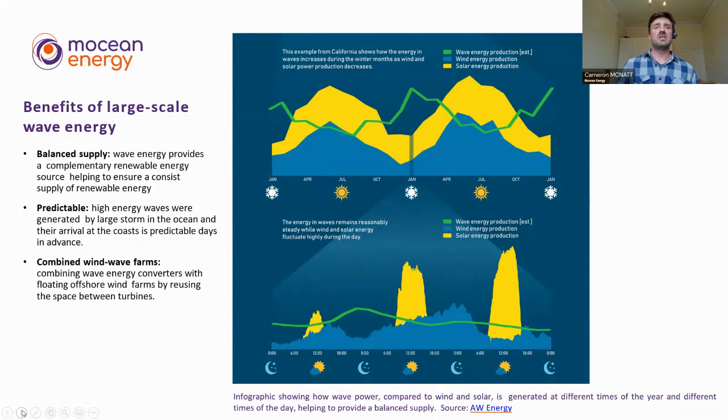And coming back to the idea that we're not competing with everybody is talking about combined wind wave farms. So ultimately, we see the deployment of the first utility scale wave energy being amongst wind farms, floating wind farms likely, where these turbines are going to be spaced a kilometer or two apart, and there's plenty of ocean space out there to install wave energy converters, which helps to reduce the overall cost of the development and again provide a balanced supply of renewable energy.